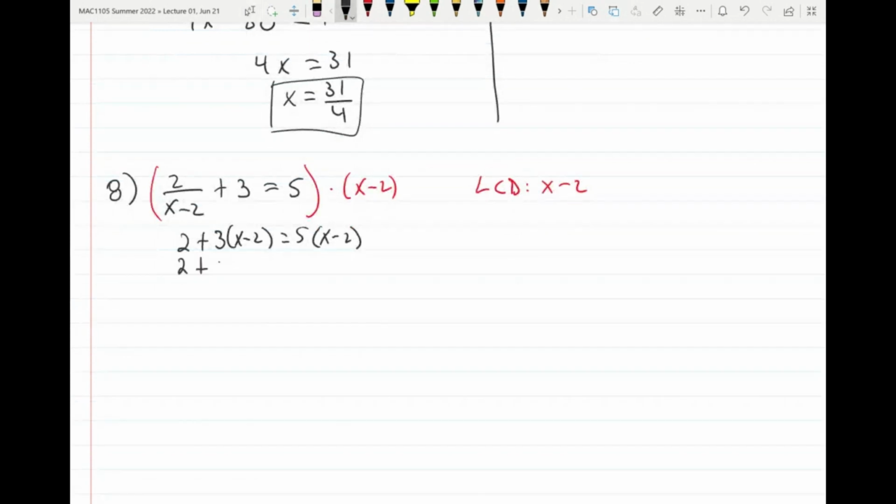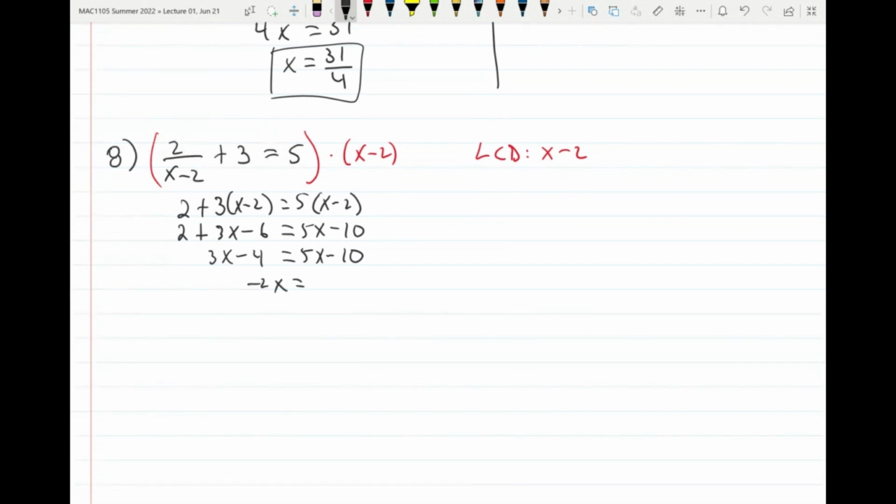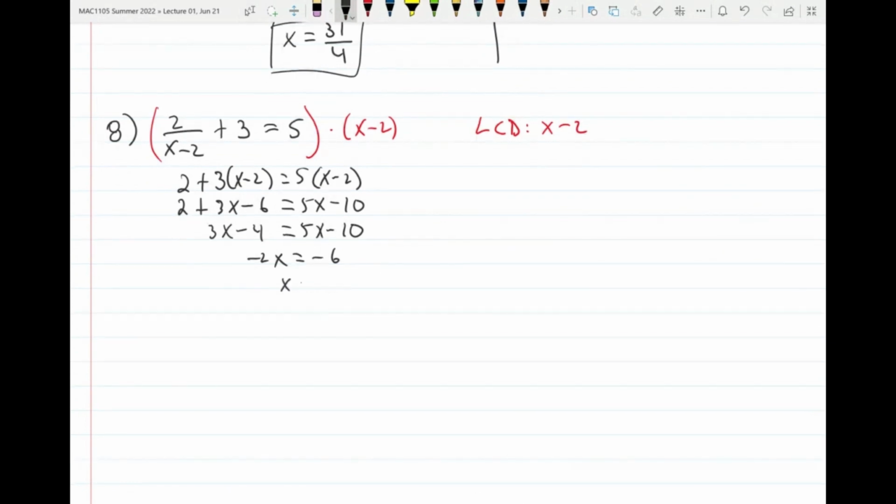All right, so we'll have 3x minus 6 equals 5x minus 10. So this is 3x minus 4. And now move things around. So we get negative 2x is going to be equal to negative 6. So dividing by negative 2, we get x equals 3.